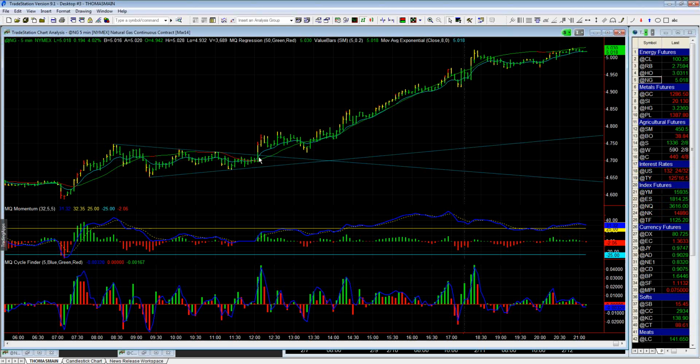We talked about this probably 10 times, though, in the trading room today, because people kept asking me, what about nat gas? What about nat gas? And we kept saying, still inside the pennant, still inside the pennant.